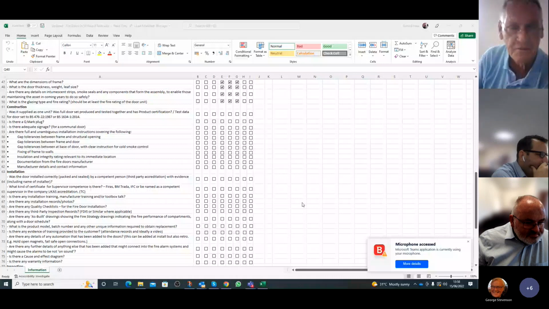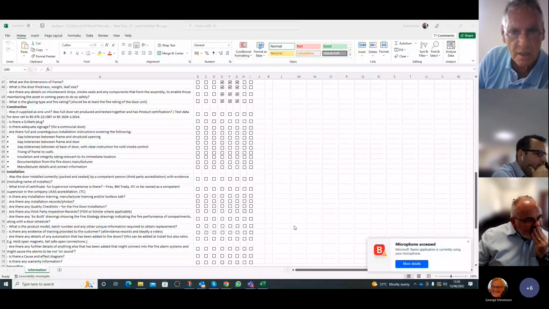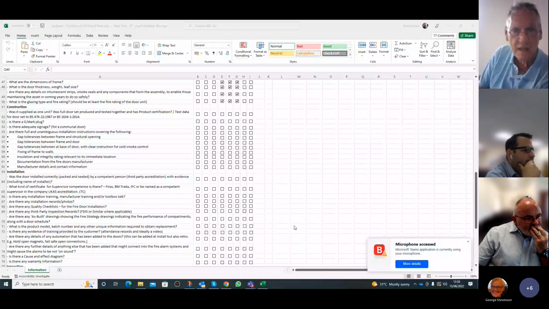Right, so question 52. Was it supplied as one unit? Was the full door set produced, tested, product certification, test data? Okay, so I think this, along with the other questions on the actual construction, talking about gap tolerances, fixing the frame to the wall, all this information has got to come from the manufacturer, surely.